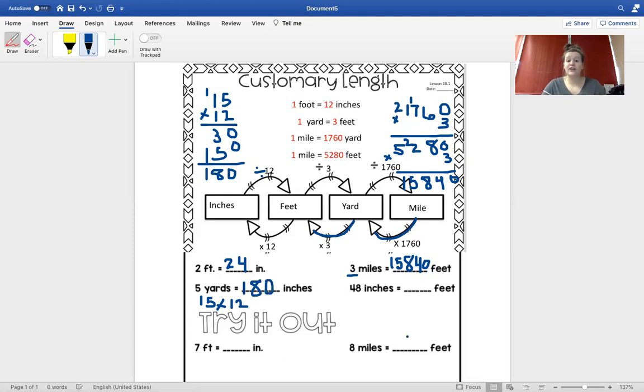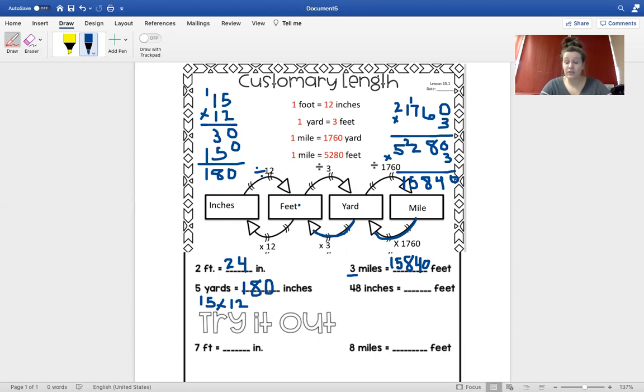The last one we're going to do together is from inches to feet. We're starting small and going big. We haven't done that yet. That means instead of multiplying, we're going to have to divide. So we have 48 inches. So we can look at our chart and start at inches. We're going to feet. So 48 inches divided by 12 will give us our number of feet.